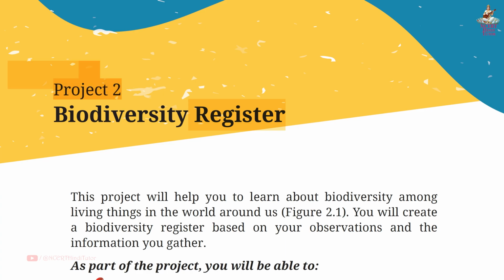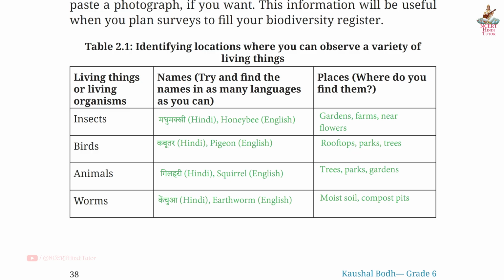Project 2 Biodiversity Register, question answers from Class 6, subject Vocational Education, book Kaushal Bodh. Page 38, Table 2.1: Identifying locations where you can observe a variety of living things.